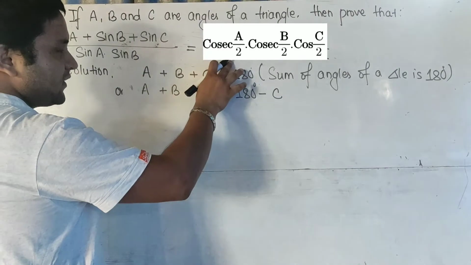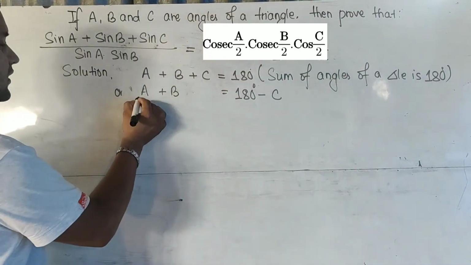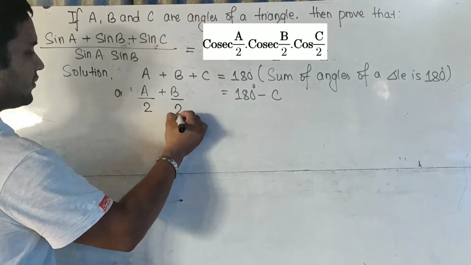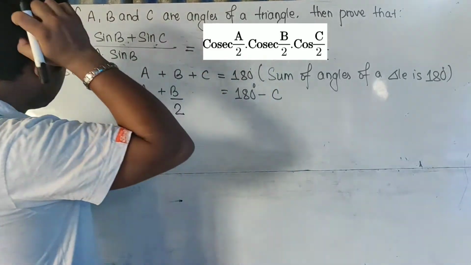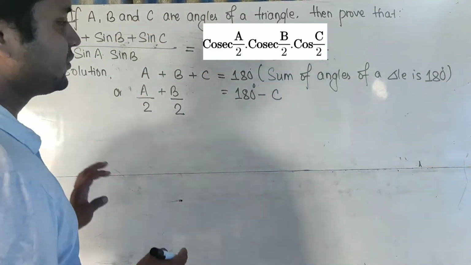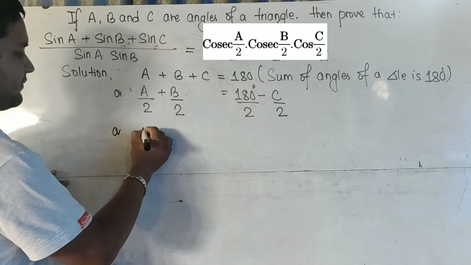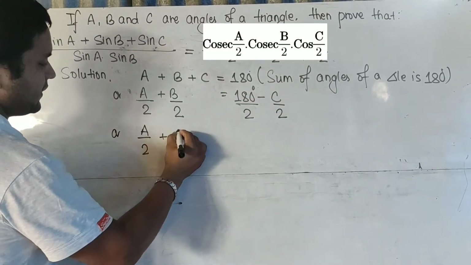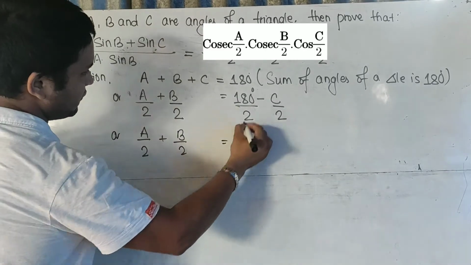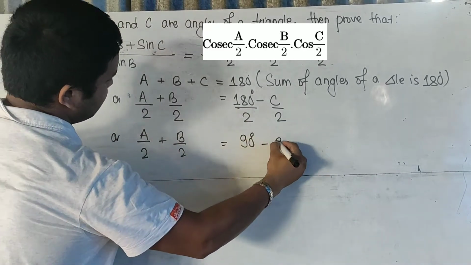So in the RHS you have division by 2, so here also you have to divide by 2. If you have division by 2 in the RHS, then in most cases you have to divide by 2. So I am dividing each term by 2. Then you will have A/2 + B/2 = 90 degrees minus C/2.